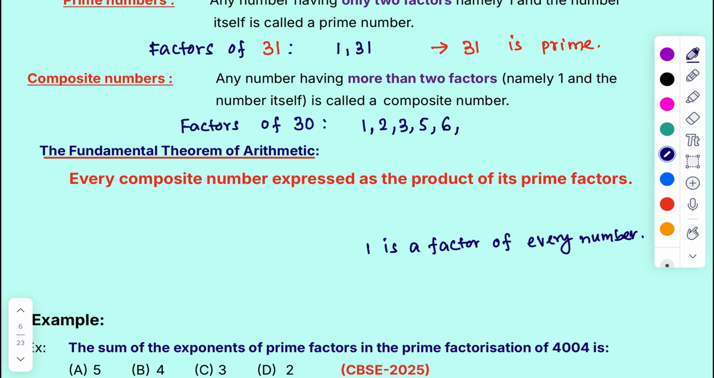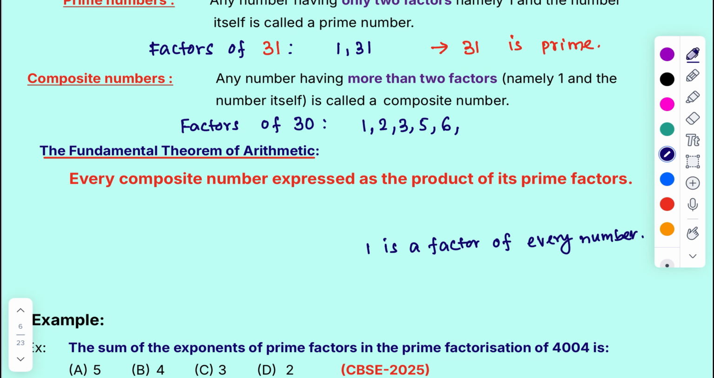You remember, this is the fundamental theorem of arithmetic, and we will use it in finding the HCF and LCM by the prime factorization method. Now on this prime factorization, the first question is the sum of exponents of prime factors in the prime factorization of 4004. The number is given as 4004.